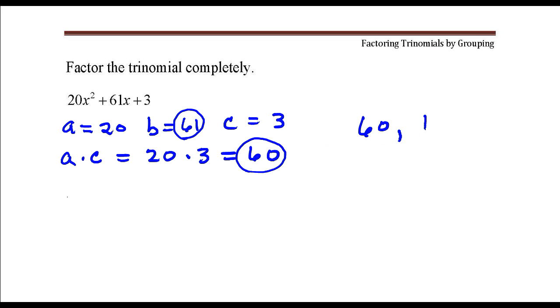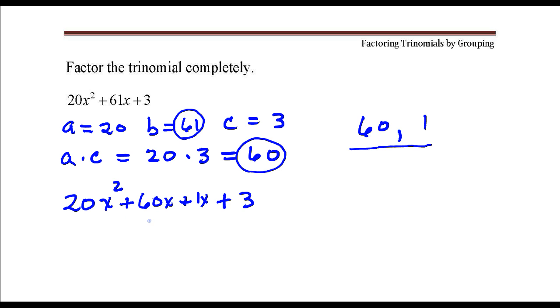Next, let's write the first term of the trinomial, and we'll write the last term of the trinomial, and we'll leave some space in the middle here. So 61x is the middle term of this trinomial, but I'm not going to write 61x here. What I'm going to do is use these two numbers to write 61x. So 20x squared plus 60x plus 1x. Okay, you'll notice that 60x plus 1x, that is 61x. It's just written in a different way.